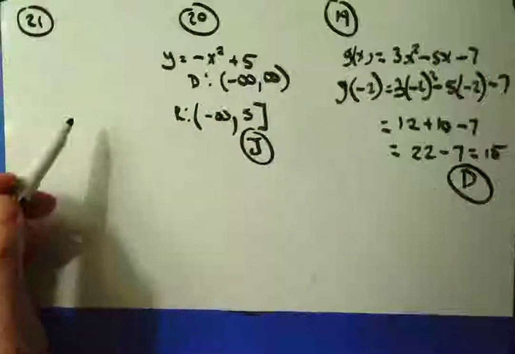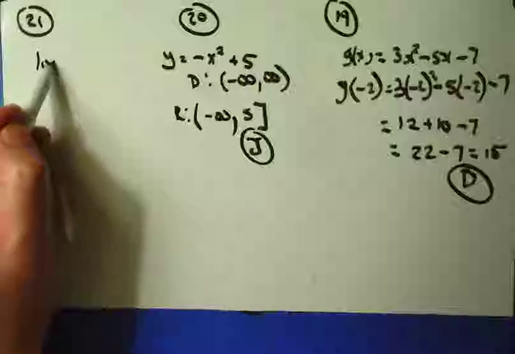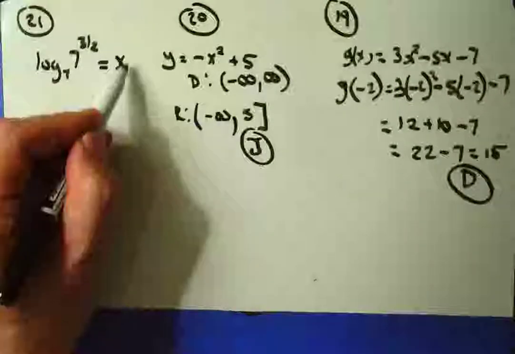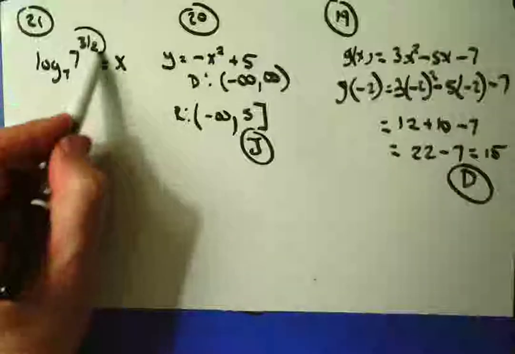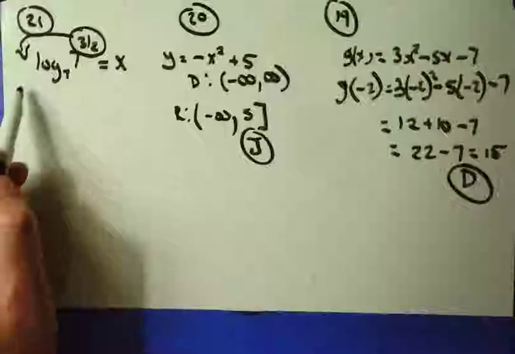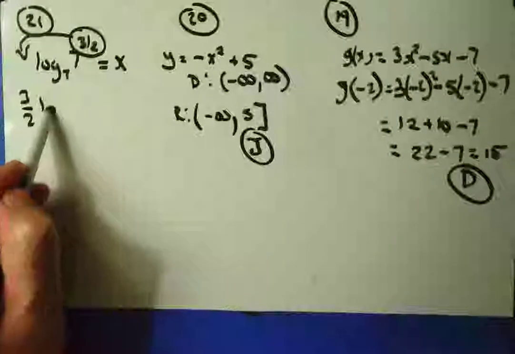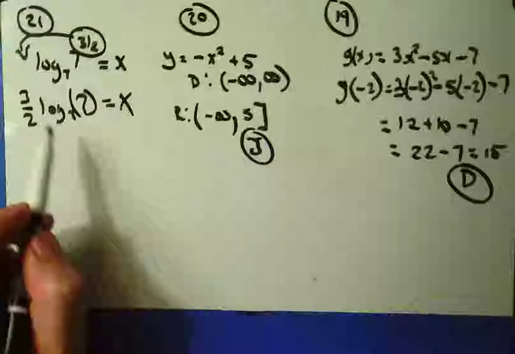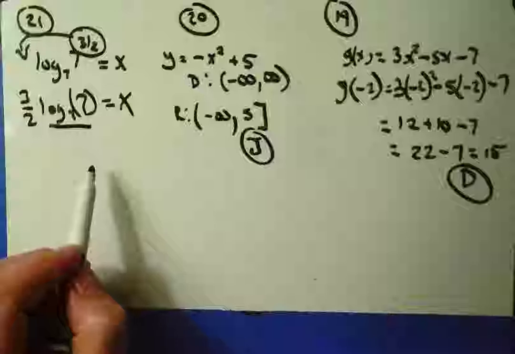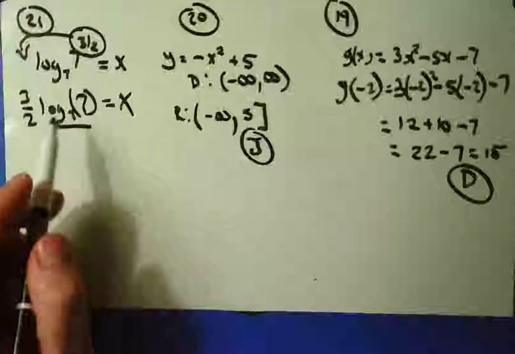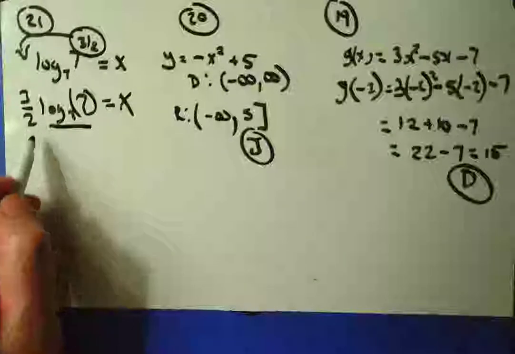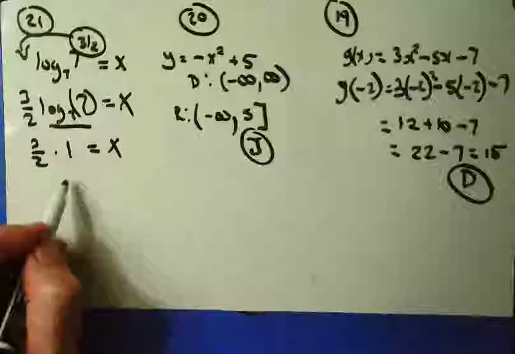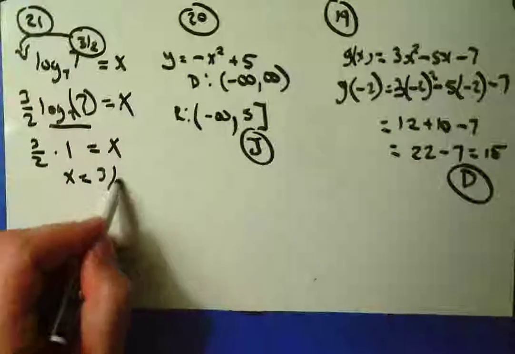21. 21 says log base 7 of 7 to the 3/2 equals what? Well, if I use my power property for logs, I can bring that 3/2 down. Log base 7 of 7. Now, log base b of b, remember, is 1. So log base 7 of 7 is 1. So we get 3/2 times 1 equals x, where x equals 3/2.